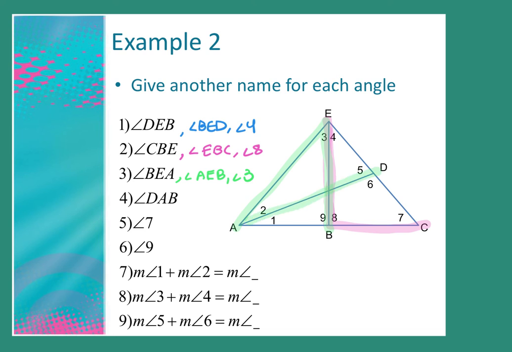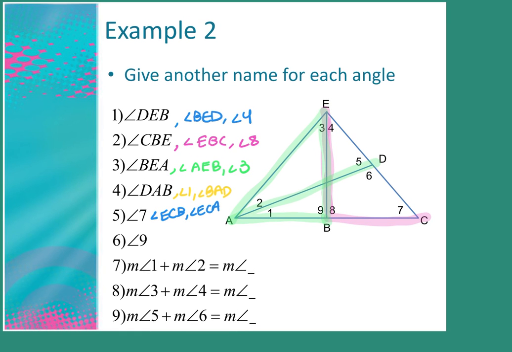DAB is here. It could also be angle 1, angle BAD, angle CAD or DAC. All of those would be the same angle. Angle 7 could also be named angle ECB or ECA, or the reverse of those letters, ACE or BCE. All of those would be fine for angle 7.